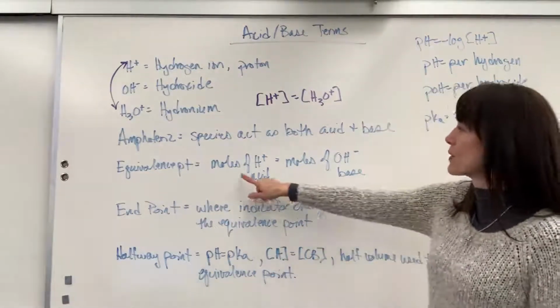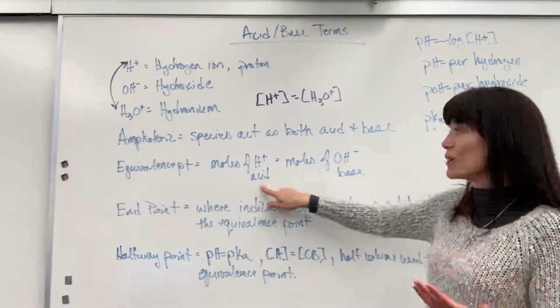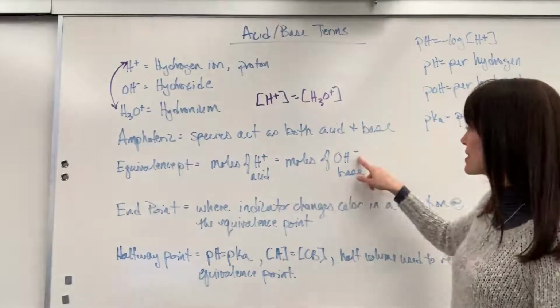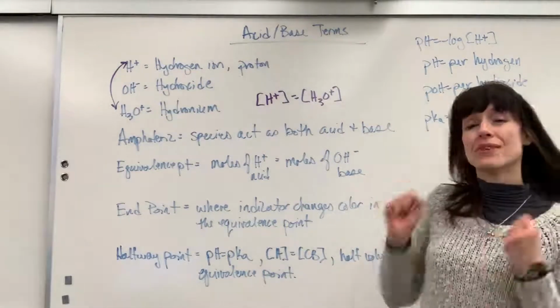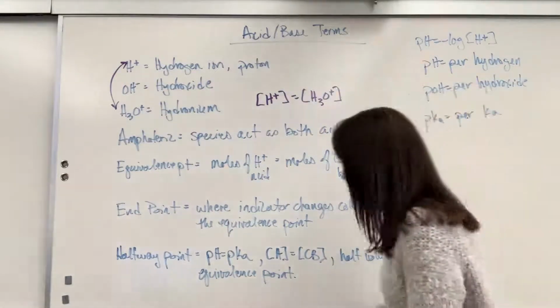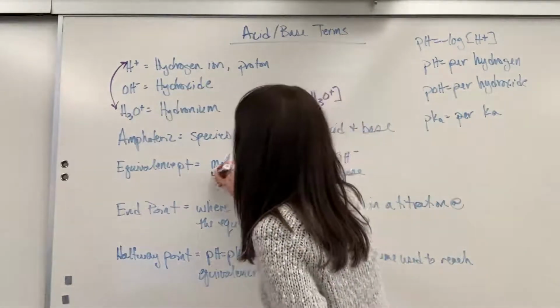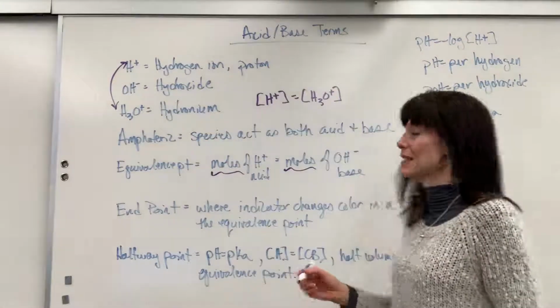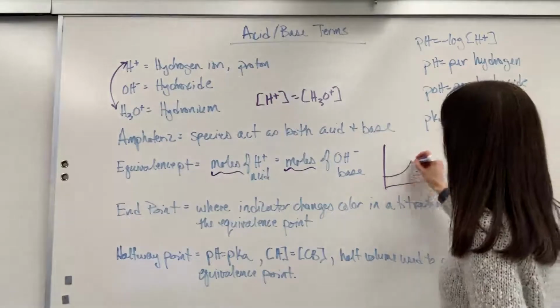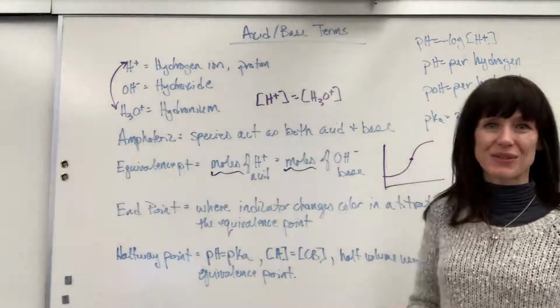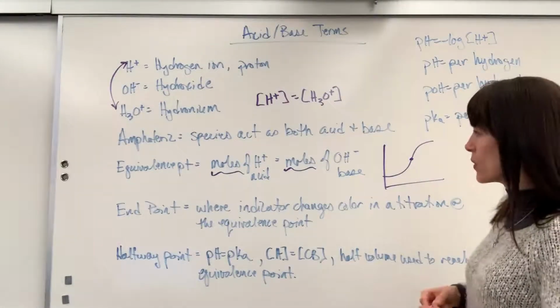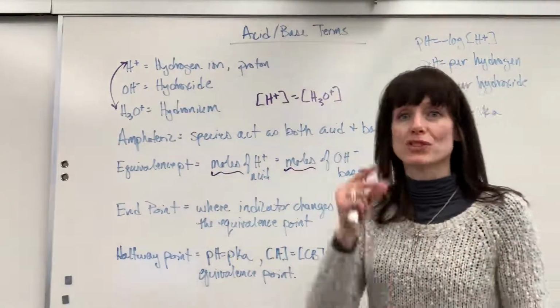Equivalence point, this is where the moles of the hydrogen, in essence the moles of the acid, equal the moles of the base, the hydroxide. Really important right here, it's moles. So important that you know it's moles. It's not molarity, it's the moles equal each other. On a titration curve, it's right there in the middle. That's your equivalence point.